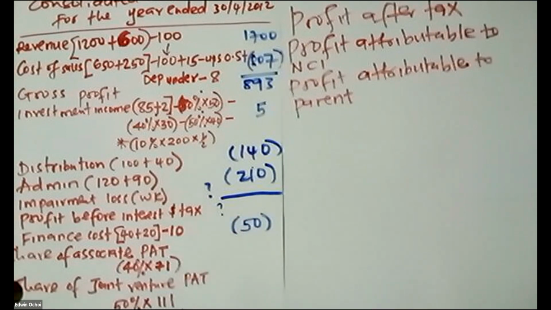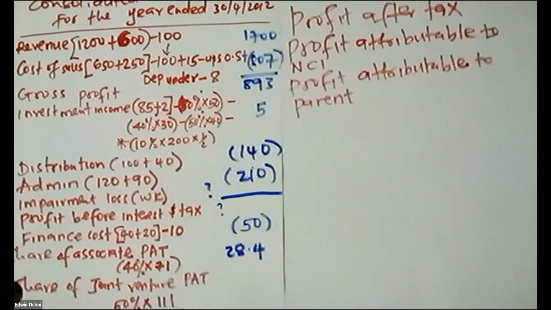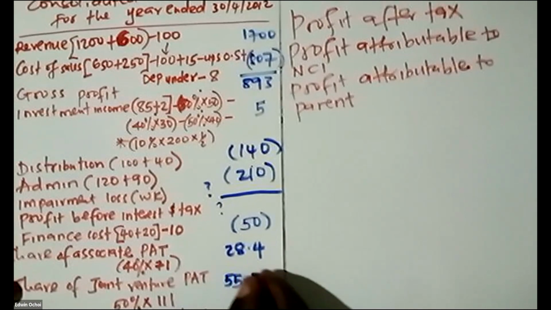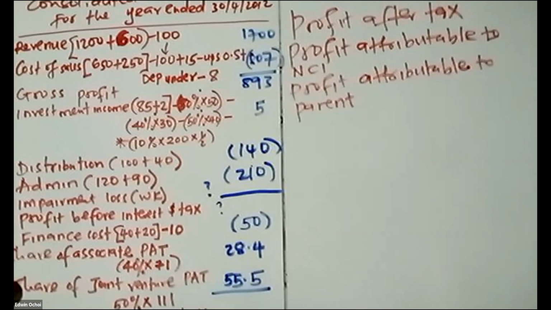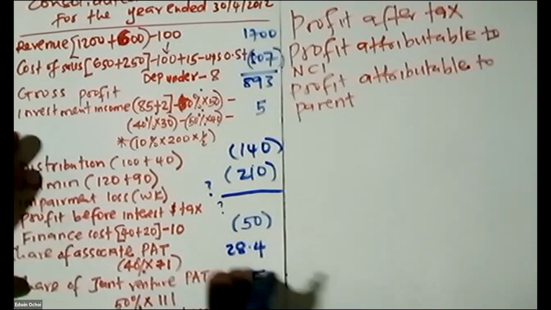So 40% of 71 is 28.4. 50% of this one is 55.5. So that we get profit before tax. So that we raise tax of 110.